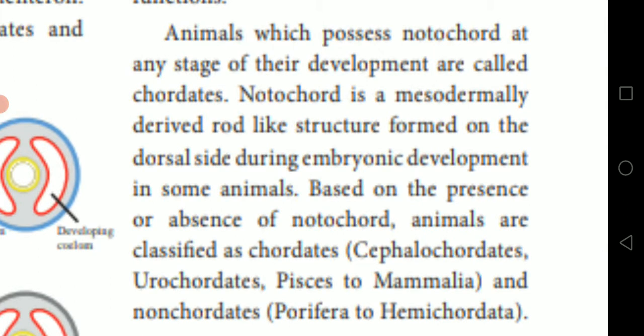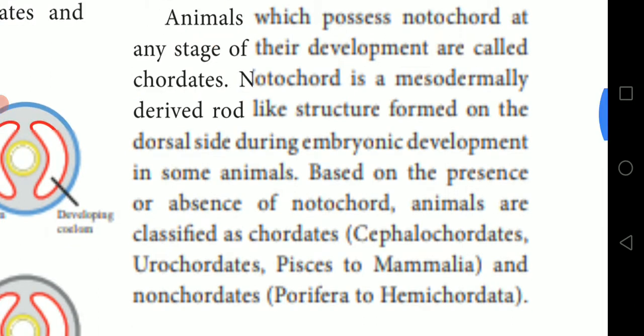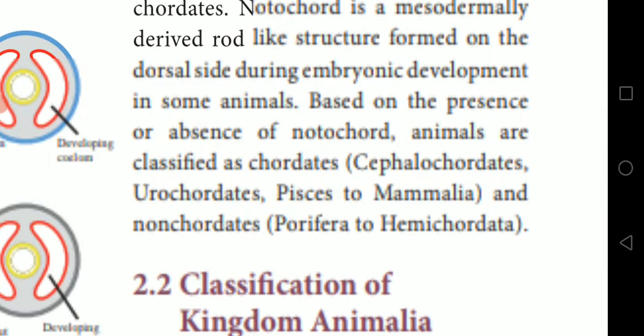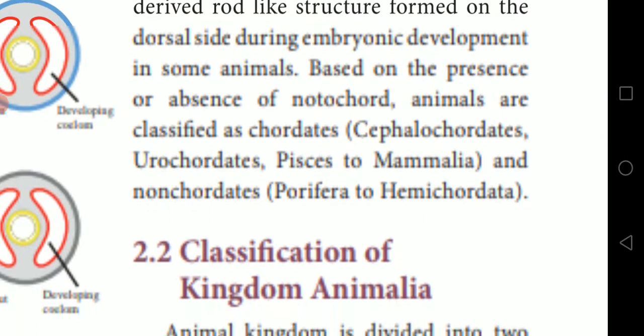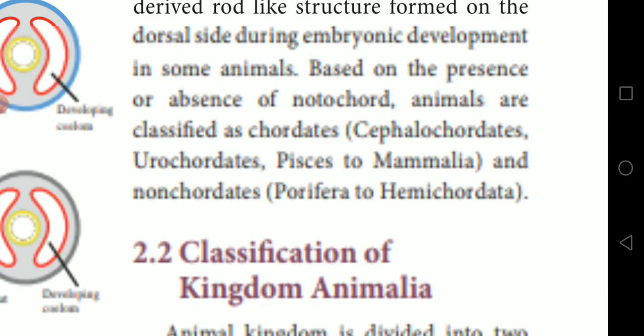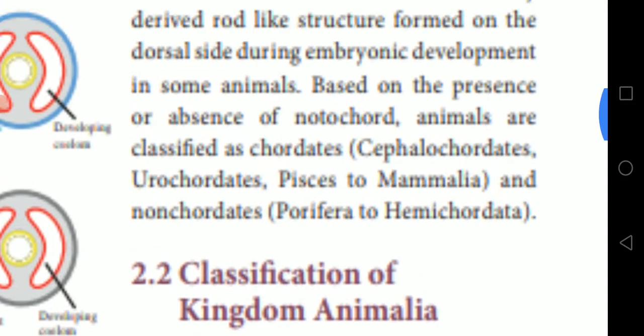Animals which possess a notochord at any stage of their development are called chordates. Just mark it, 2 marks. What is notochord? Notochord is a cord-like, string-like structure. It is a mesodermally derived rod-like structure formed on the dorsal side during embryonic development in some animals.